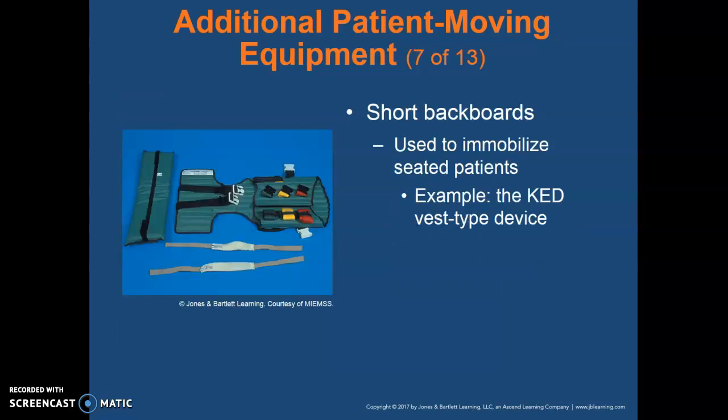Short backboards. The one that's pictured here is called the KED, the Kendrick Extrication Device, which you all should have seen at lab day. But this is used to immobilize the head, torso, and neck of a seated patient that has a suspected spinal injury. And these are used just until a patient can be immobilized on a long spine board. So you don't want to transport a patient in this device. You want to move them over to a long board when possible.